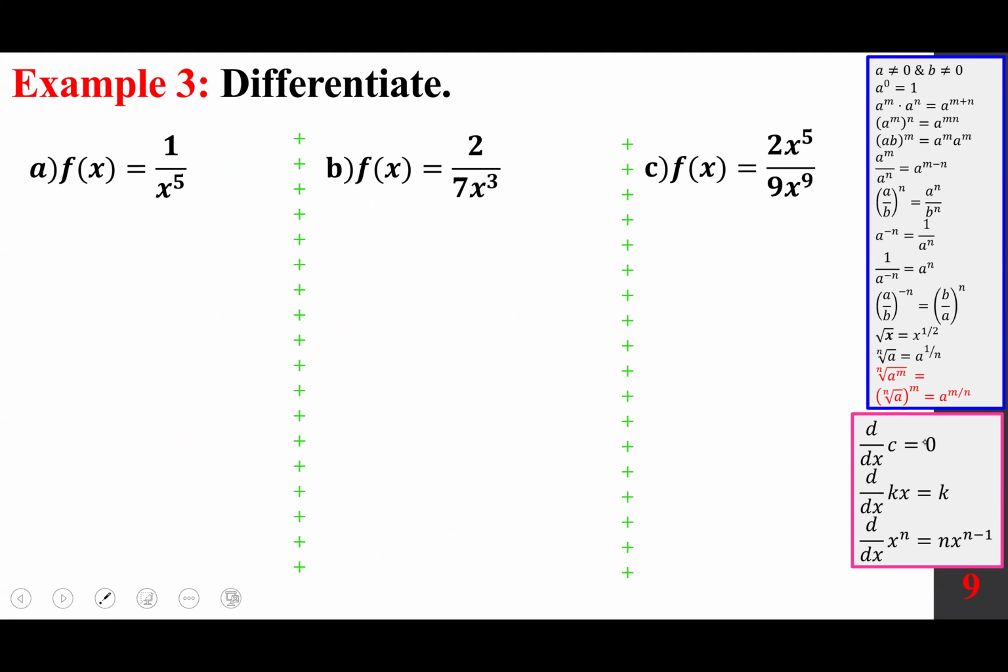F of x is 1 over x to the power of 5. Use the negative exponent rule. We move things around. In this case, we bring it up so it'll be ready to use the power rule. So that is the algebraic step.